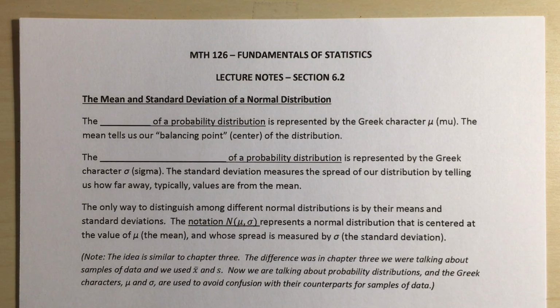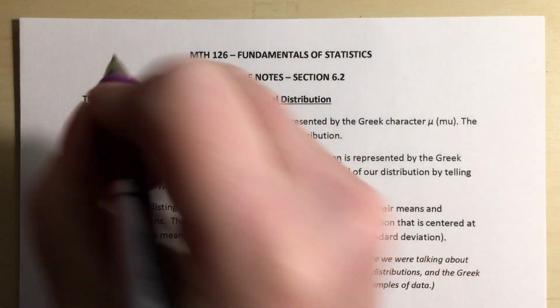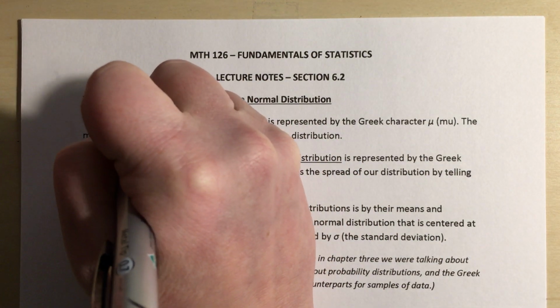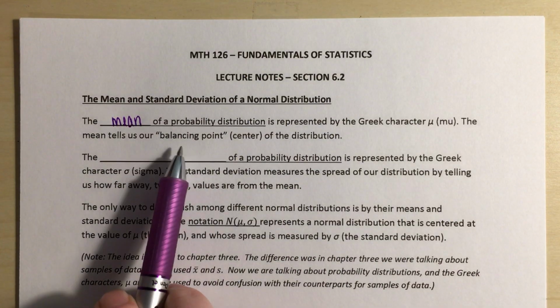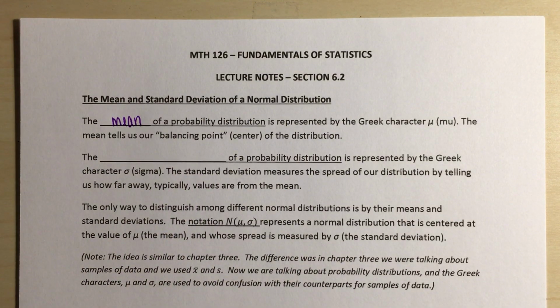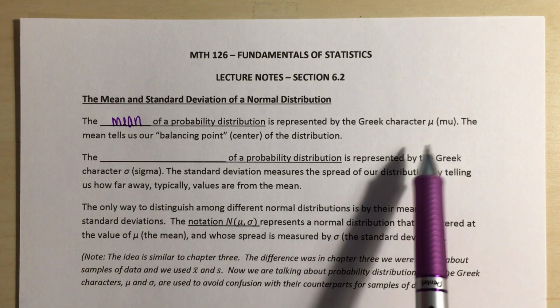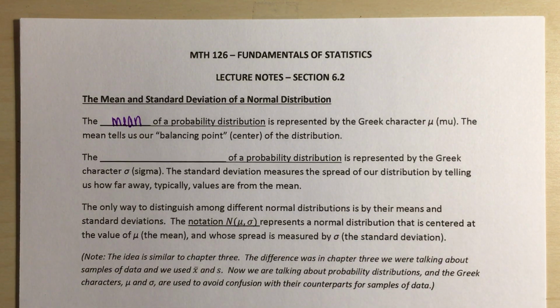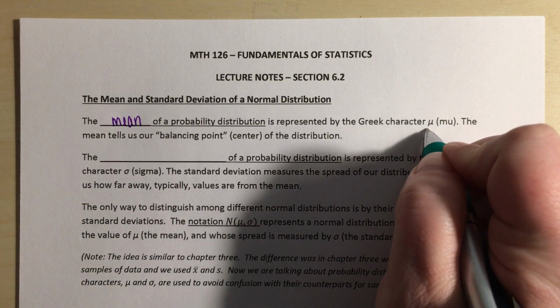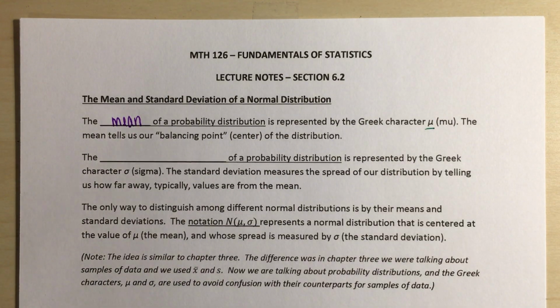Right, so the next thing that we're going to talk about is something that should hopefully sound familiar, the mean and standard deviation of a normal distribution. The mean of a probability distribution is going to be our center or our balancing point. The difference is before we used x bar to represent our mean. Now we're going to use this new notation. We're going to use the Greek character mu.